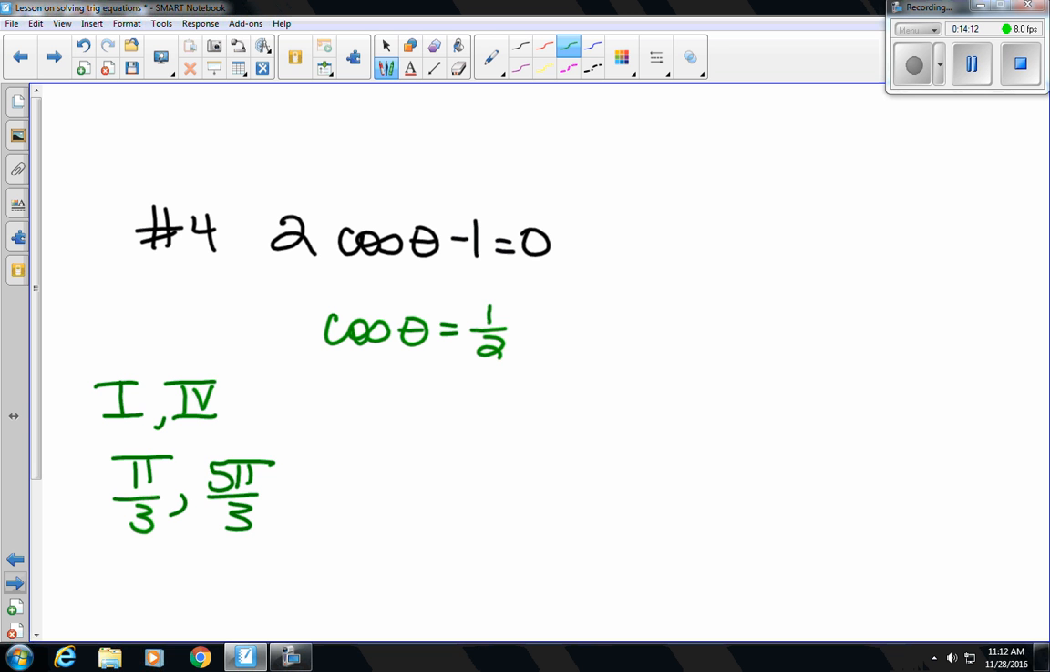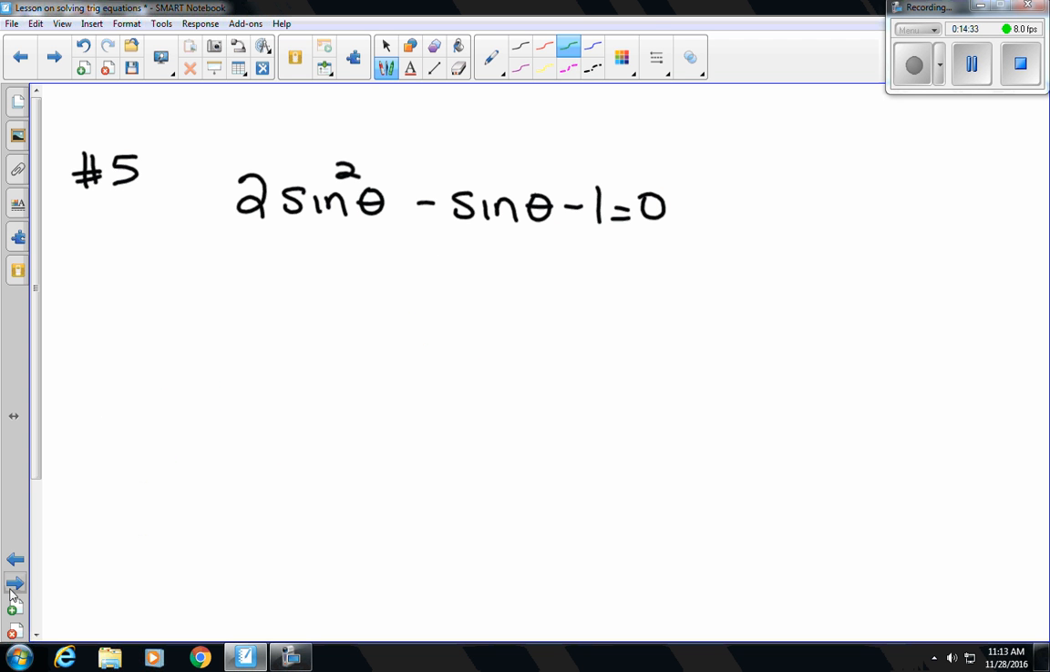Now earlier today someone said, why can't you just put negative pi over 3? That is in the fourth quadrant. I totally agree with you, but it doesn't fit the range of 0 to 2 pi. Okay? It's pretty easy so far. This is the hardest one.